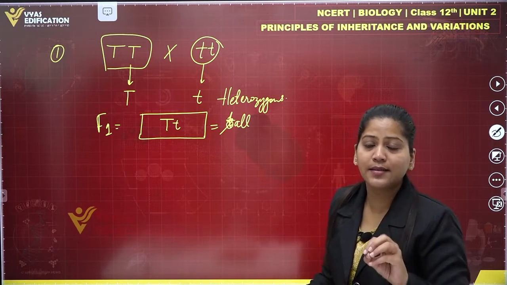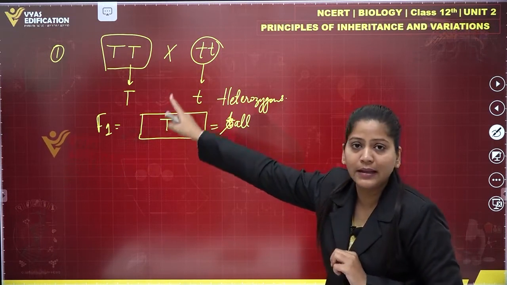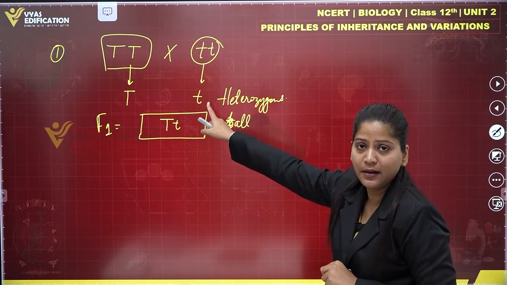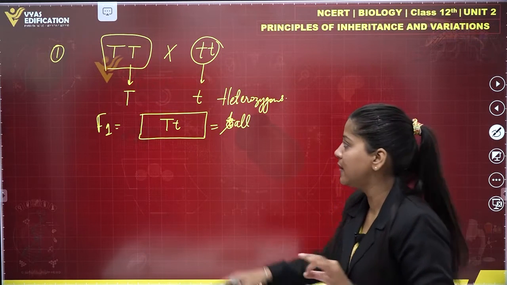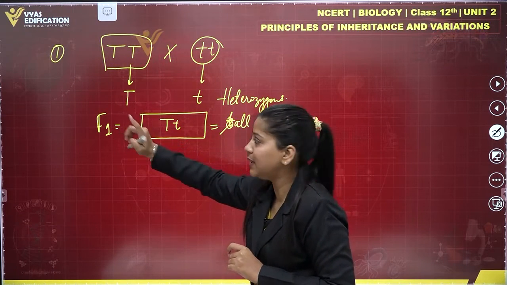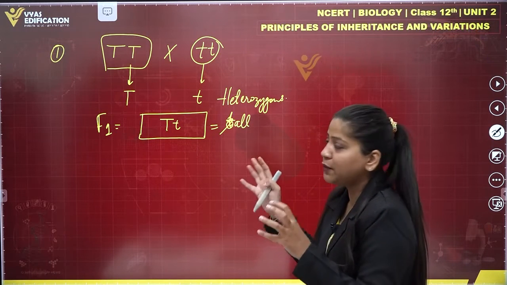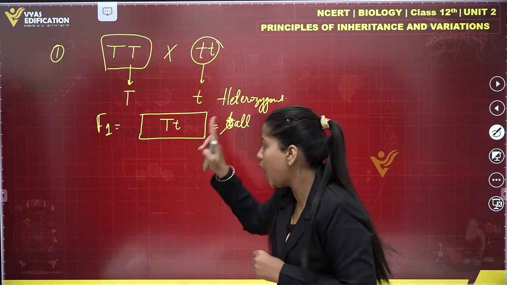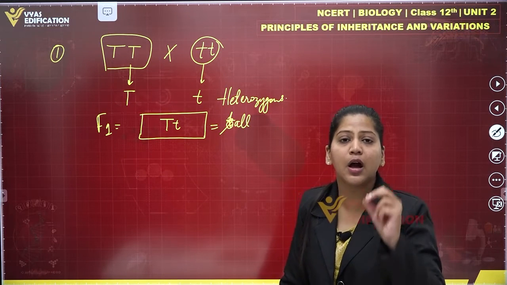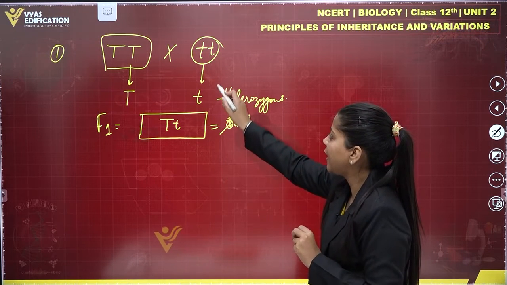We are just testing the genotype of that organism, and for testing we are going to mate this organism with a recessive parent. Now what happens? These two are going to make gametes. This has made capital T as gamete and this has made small t as gamete. When they fuse with each other, they produce offspring of the F1 generation. All the offspring in the F1 generation are heterozygous tall.